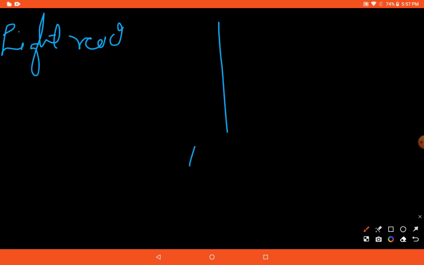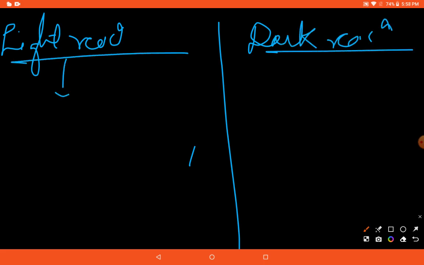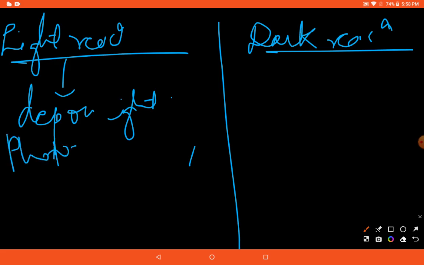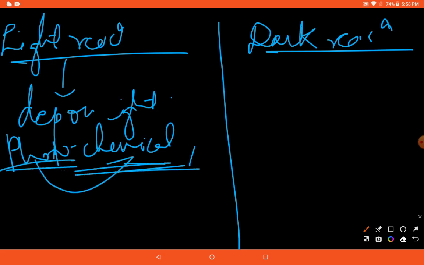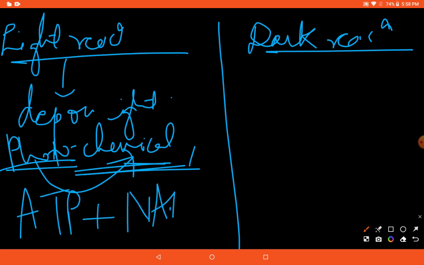Now a brief about light reaction and dark reaction. I will tell you a little bit. Light reaction, dark reaction. When I talk about light reaction, it is dependent upon light. Always it is dependent upon light. It is a photochemical reaction. Photo means light, chemical means chemical energy: light energy to chemical energy. In the beginning I told you, it is the formation of ATP plus NADPH. In the very beginning I have cleared this thing. So it's ATP plus NADPH.